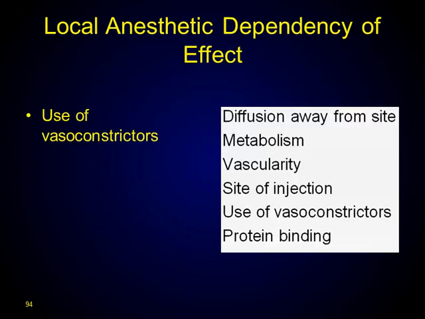One of the other ways that I can keep local anesthetic from reaching the bloodstream is to use a vasoconstrictor. If I make the vascular area surrounding the local anesthetic smaller, I decrease surface area, and less local anesthetic can get into the bloodstream now.